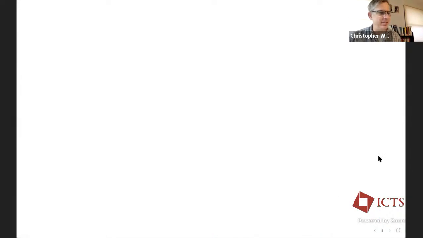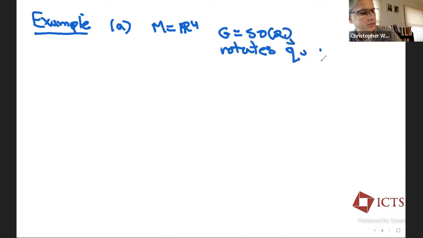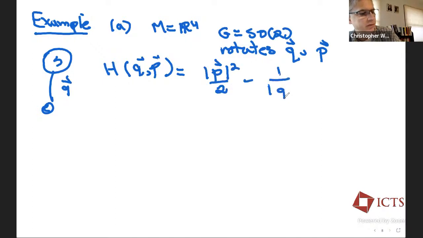So let's see what happens in our examples. In the first example, the M was R4, and the G equals SO2 is acting by rotations in Q and P. And here, if we do the Earth and Sun system, then the Hamiltonian is originally something like P squared over 2 minus 1 over the radial coordinate, which is the norm of the vector Q.